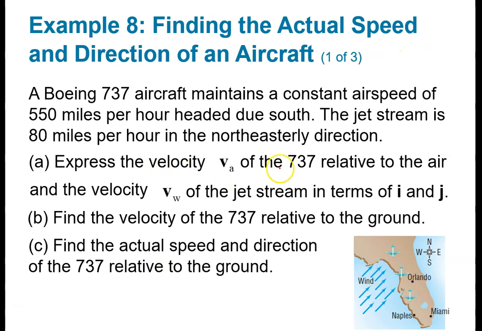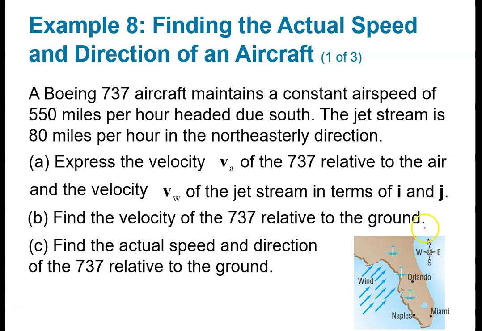So there's a visual, and it wants us to find the velocity of the 737 relative to the air and the velocity of the jet stream in terms of i and j. So we need to come up with that first, and then find the velocity of the 737 relative to the ground. What if you're looking up at it? What are people seeing the resultant is?